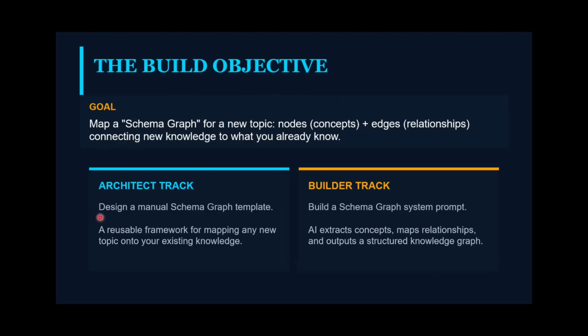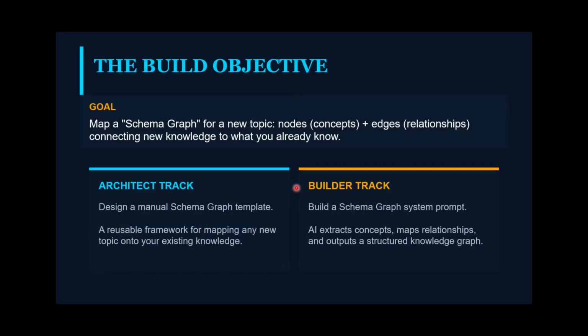Now, my architects, what you'll be doing is designing a manual schema graph template. It'll be a reusable framework for mapping any new topic onto your existing knowledge. So just pretend you're Neo in the movie that we all like, Neo in the Matrix. You sit down in that chair, you get plugged into the machine. The machine teaches you judo, it teaches you how to fly a helicopter, whatever it may be. You're designing that template now for schema redesign, where you're going to be able to manually hijack your schema and bring in new data using that template and learn about anything that you choose.